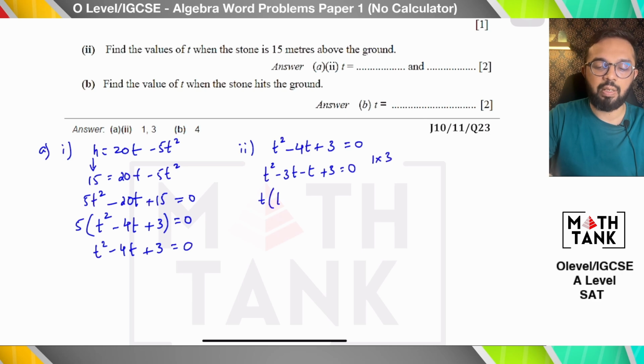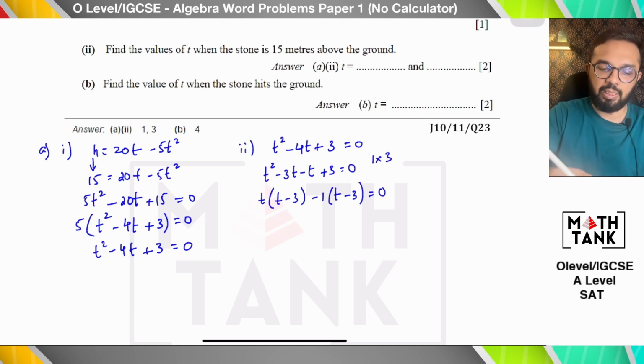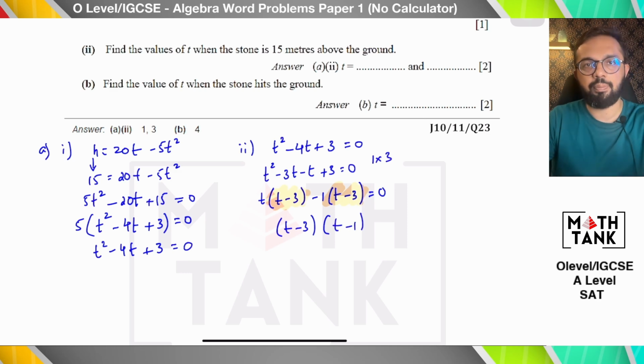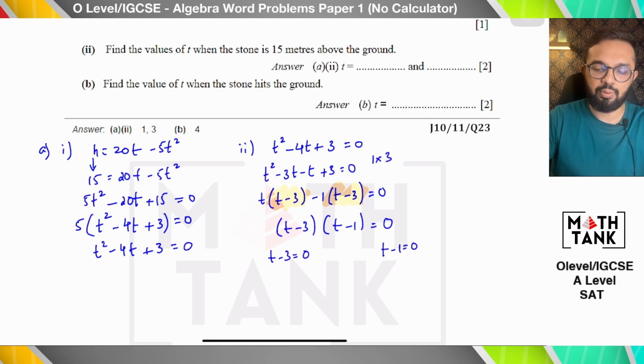So the first two have t common. The other two have minus 1 as a common because I need to make the brackets identical. So I have the brackets identical now by taking minus 1 common. So I get t minus 3 and t minus 1 equals 0. So either this equals 0 or that equals 0. So t equals 3 and t equals 1. So 1 and 3.